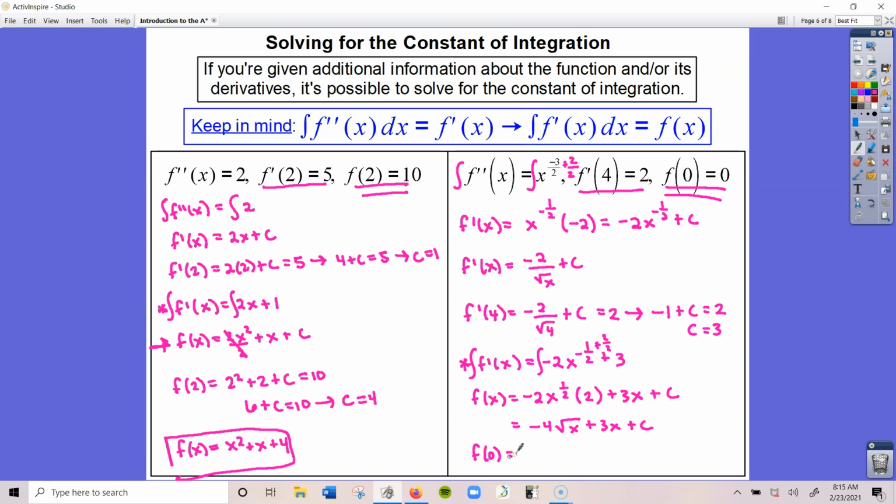So f of 0 is going to equal negative 4 times the square root of 0, which is 0, plus 3 times 0, which is 0, plus c, is equal to 0. So in this case, c is equal to 0, meaning that we have no c. So our final answer for f of x would equal negative 4 square root x plus 3x. And that would be our final answer.